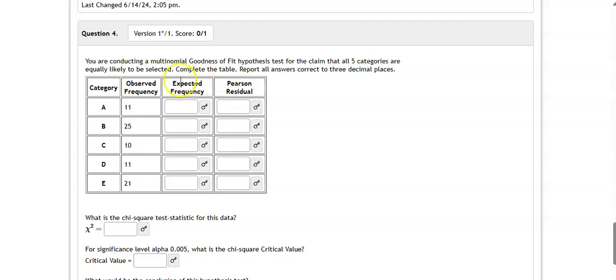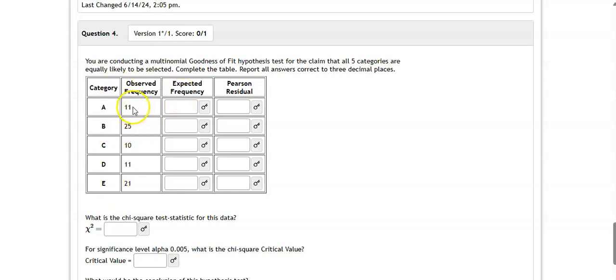All right, now here's the thing about this. It says up here that all 5 categories are equally likely to be selected. So that means that our expected frequency should be based on the fact that they're equally likely, and all of them will have the same expected frequency. So really all we need to do is add up all of these and see how many frequencies we had total, and then divide it by 5, and that will give us the expected frequency for each one of these categories because there are 5 categories.